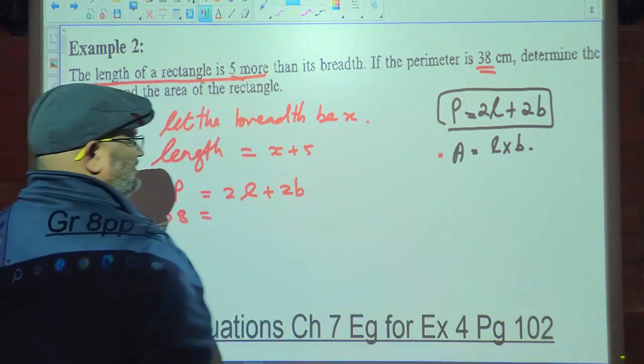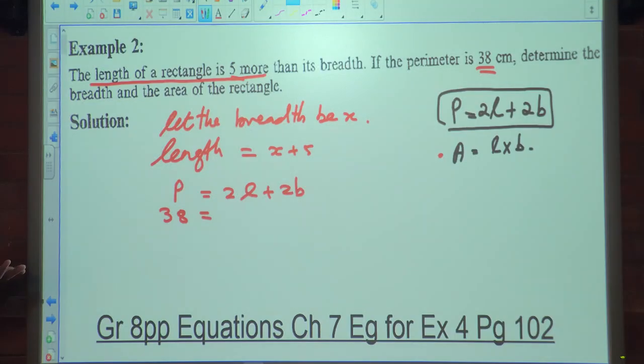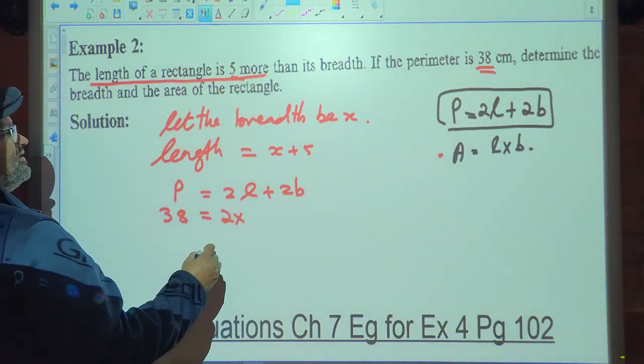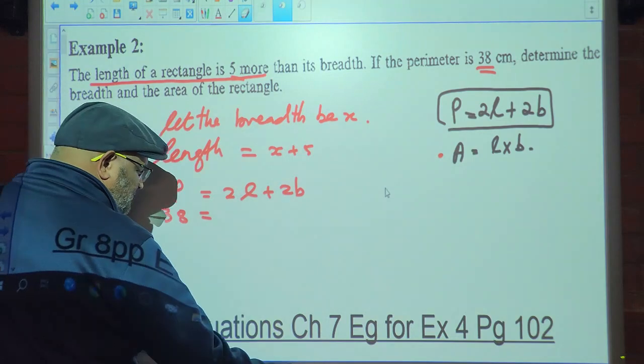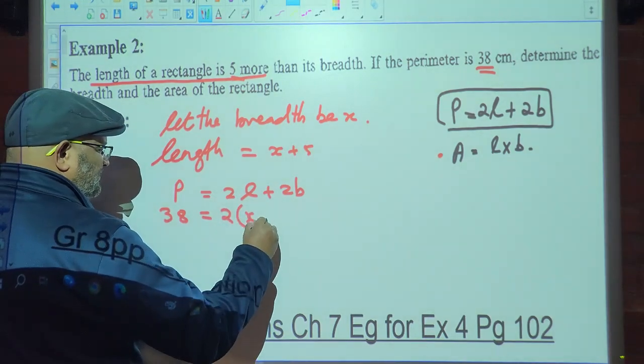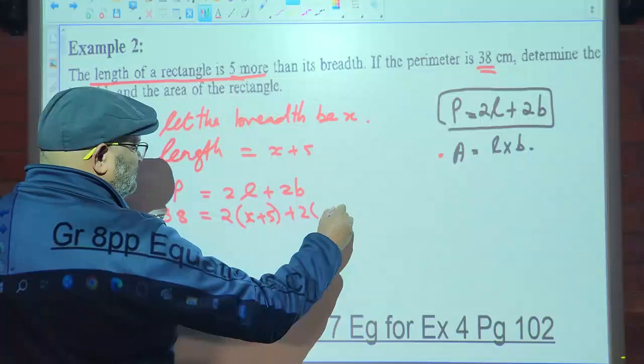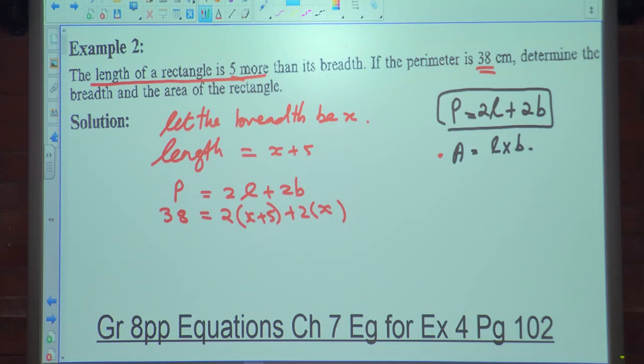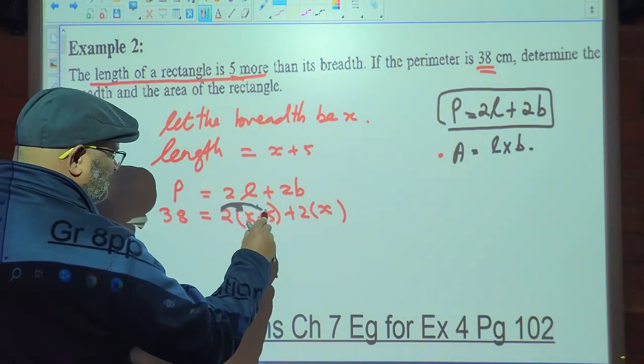Okay, so we're going to leave this afterwards. We'll of course have to calculate the breadth, which is x, and the length, of course, because we need that for the area. Okay. So we say the perimeter 38 is equal to 2 times, what's the length? x plus 5. Can you see that, people? So what I do is I put that in a bracket. 2 into x plus 5 plus 2 into, what's your breadth? x. So what do you see again? Equation again. Simple equation, not so? So what we do? We multiply, I'll get rid of that bracket.